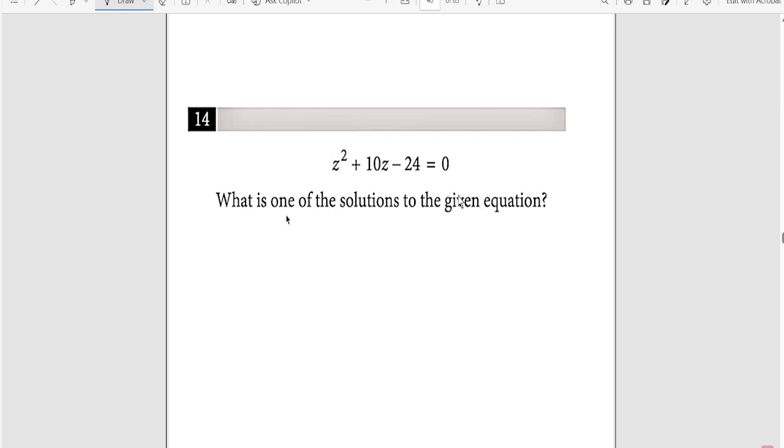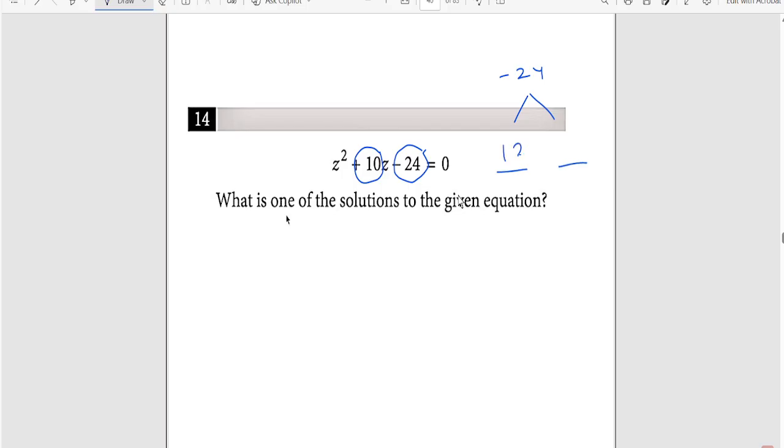Okay, now we have a quadratic equation. Which one is the solution to the given equation? We have to find its solution, that means we have to solve it for z. So we can factor it. To factor, we have to find two numbers that multiply to negative 24, and they should add up to 10, the middle term.